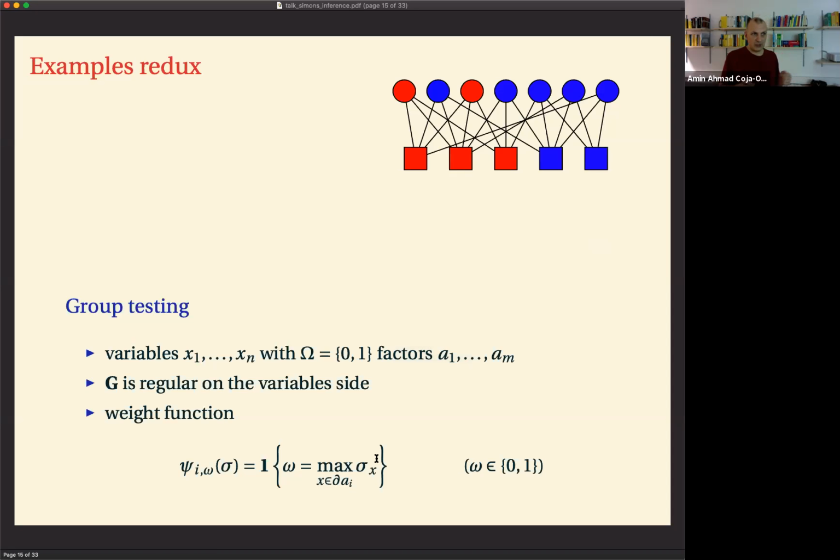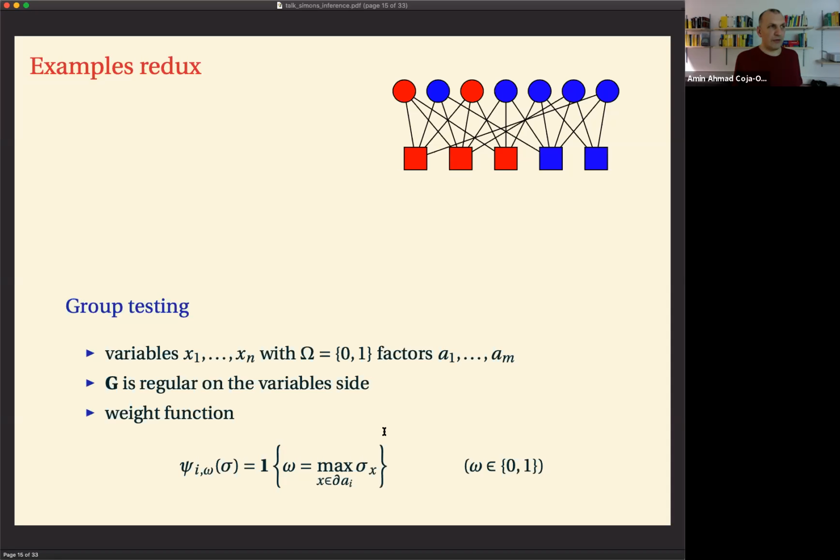And also group testing you can encode easily. On the one side, you have the variables which represent the patients. On the other side, you have the factor nodes which represent the checks. And the weight functions basically just indicate whether the test result is compatible with the infection status that you surmise for the different patients.